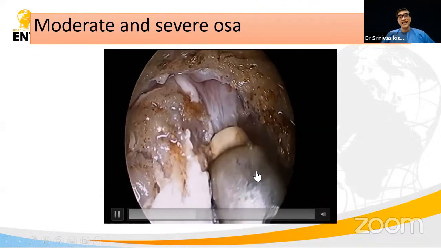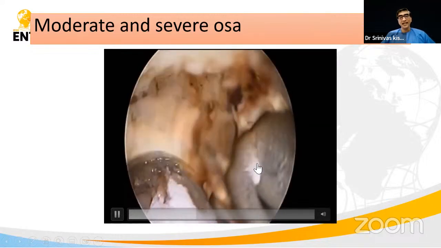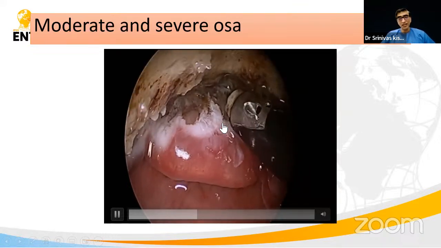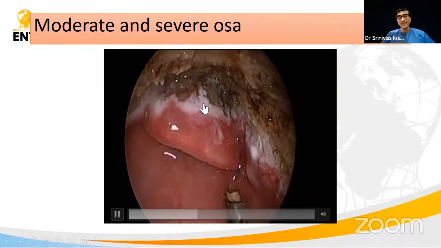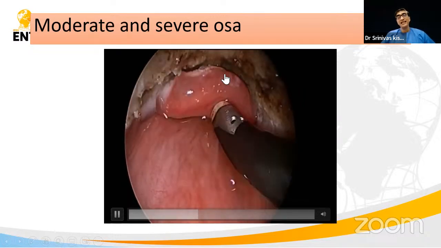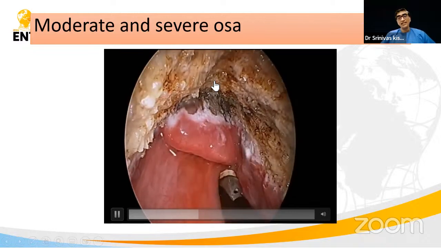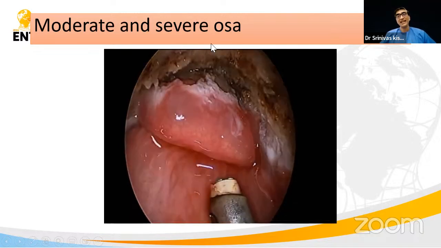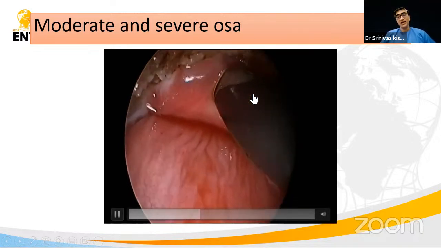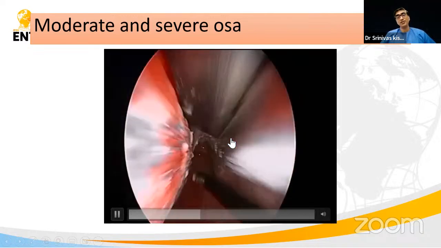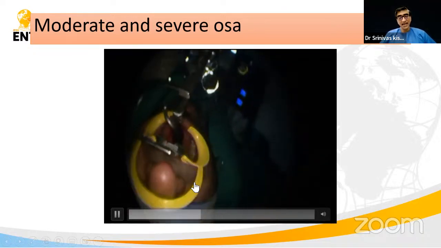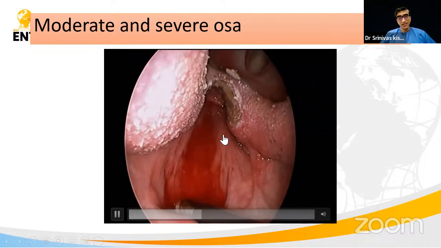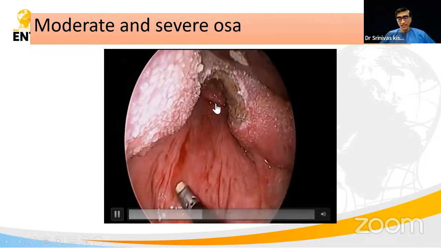You can see here the vallecula, and it's important that you denude this particular part of the epiglottis so that you create a coagulum here, and once you scar off the median glossoepiglottic fold, the epiglottis gets retroflexed and fixed to the tongue base. You should be very, very careful not to create a scar formation at the laryngeal surface of the epiglottis. That's very important.